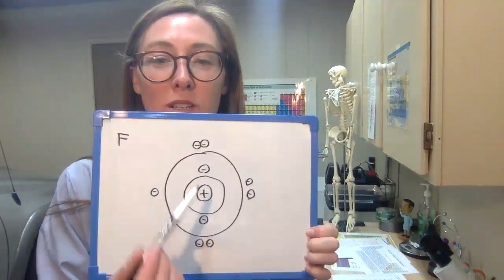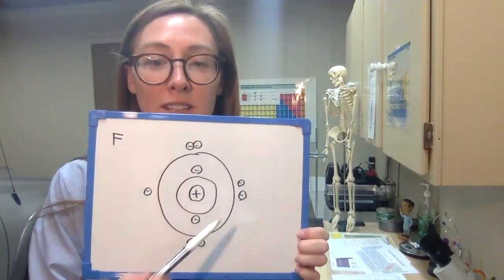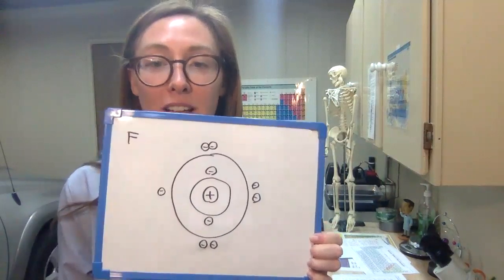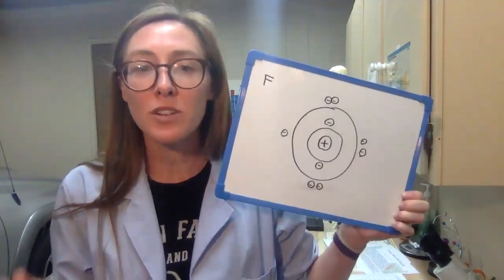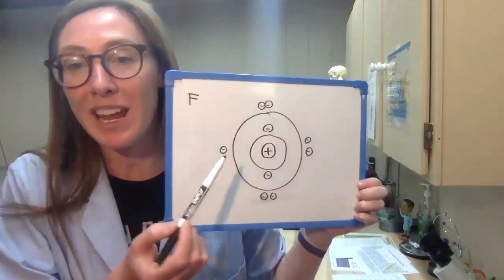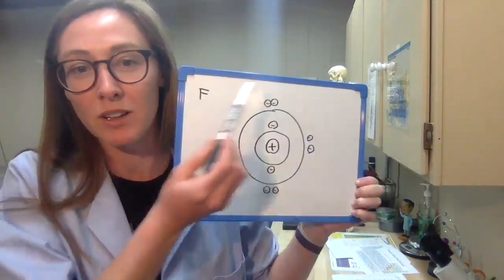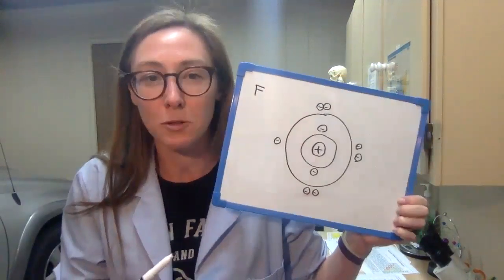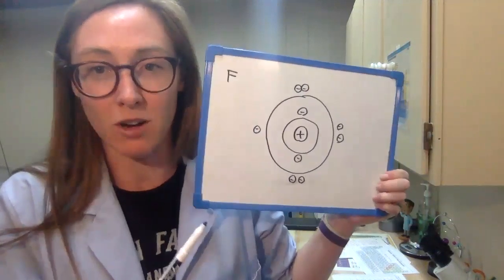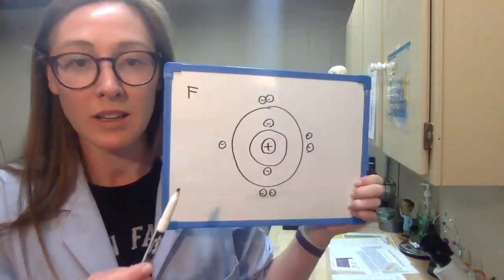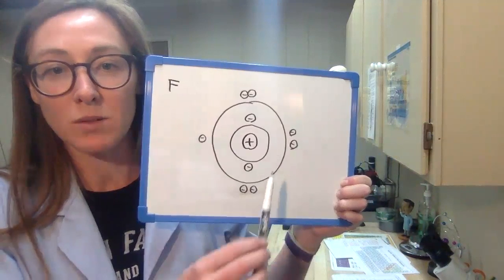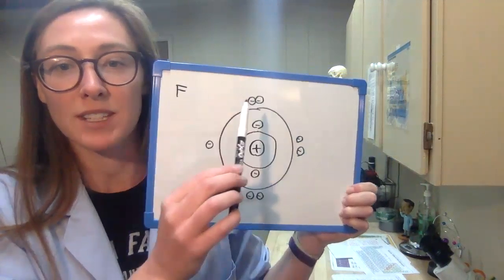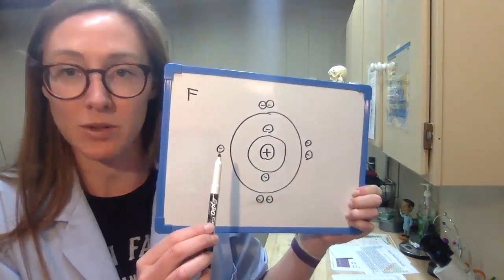So for right now, we just wanna feel comfortable with this idea of every element wanting to get to the magical number 8. Right now here's fluorine. He's got 1, 2, 3, 4, 5, 6, 7, 8, 9 electrons. In order to get to that magical number 8 on this outermost shell, what does this fluorine need to do? How many does he have, first of all, on this outermost shell? Right now this fluorine's got 1, 2, 3, 4, 5, 6, 7 valence electrons.